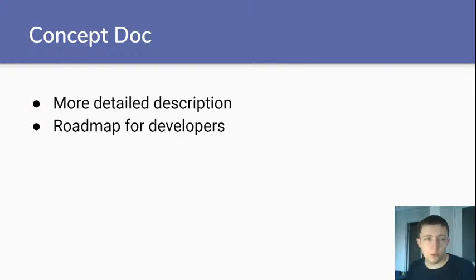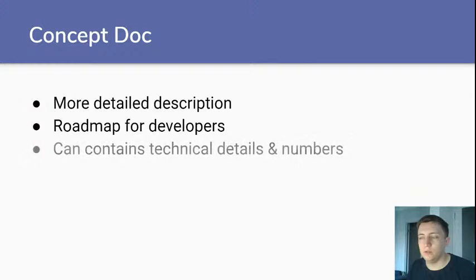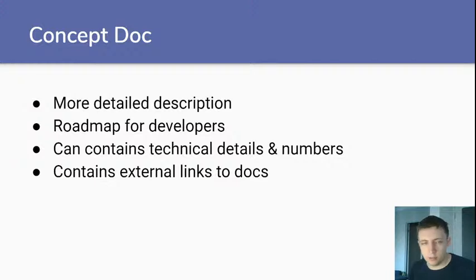A roadmap for developers usually contains the idea of how to develop systems one by one. It can contain technical details and numbers, for example links to different assets for the programmers, artists, or references. It contains external links to some docs, for example, balance tables. It's closer to a game design doc.